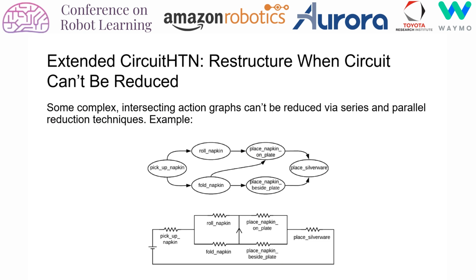We note that there are some edge cases in which the action graphs and the equivalent resistor network cannot be reduced with series and parallel reduction techniques. The example network here has no pair of resistors in series or parallel. To solve this case, we have developed extended CircuitHTN, which will restructure the action graph. I will give an overview of how it is done for this example.